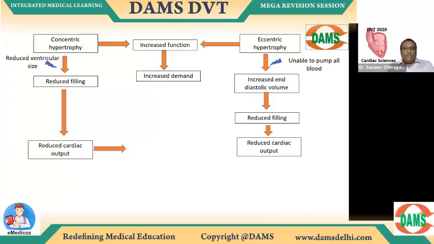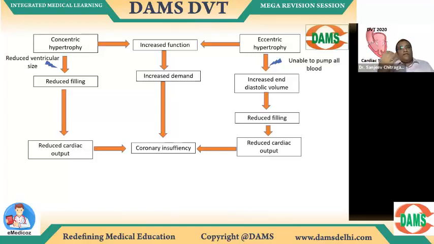So now look, further, if there is a reduced cardiac output, perfusion to the whole body will be reduced. Yes, including, more importantly, there will be coronary insufficiency, or we can say there is less perfusion to the heart also, because ultimately the coronary vessels get their blood supply from the aorta, and there is reduced output from the ventricle. So there is a coronary insufficiency. On top of this, as we had studied before, there was already an increased demand.